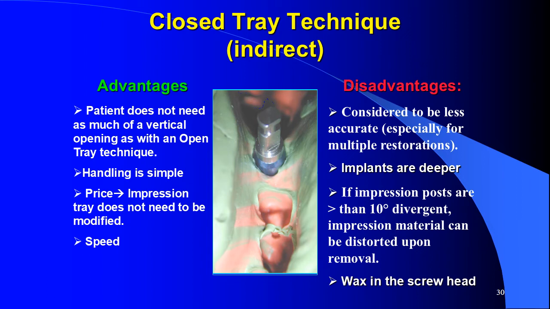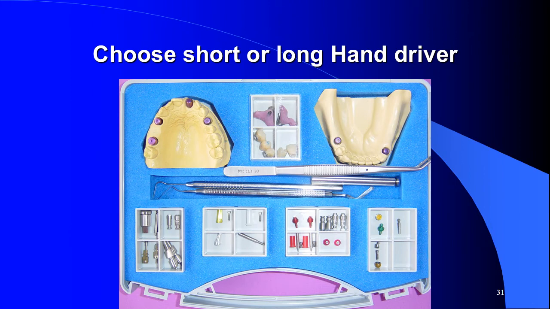If implants are deeper, or if impression posts are more than 10 degrees divergent, impression material can be distorted upon removal, and the wax in the screw head must be put to have an accurate impression.